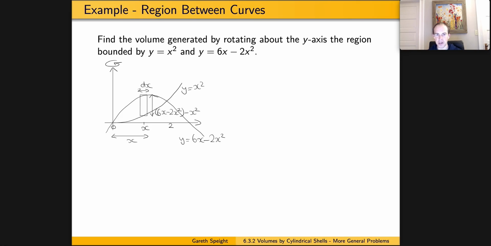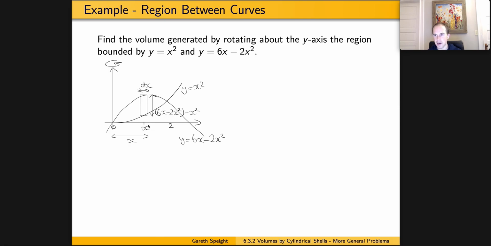So here is the picture. Ignoring the rectangle for a second, we have y equals 6x minus 2x squared as the top curve, y equals x squared as the bottom curve going up, and the region is everything between them. Now we're supposed to find the volume when we revolve this around the y-axis. To do that, we want to find what a typical shell looks like, and a typical shell comes from a typical rectangle.